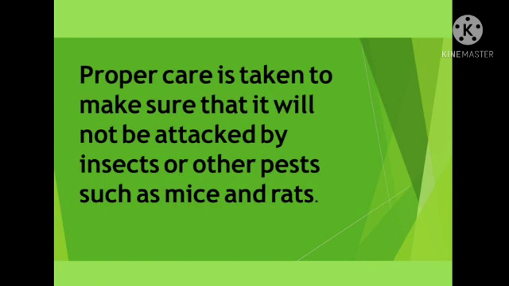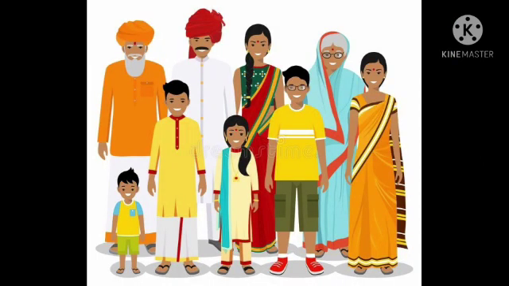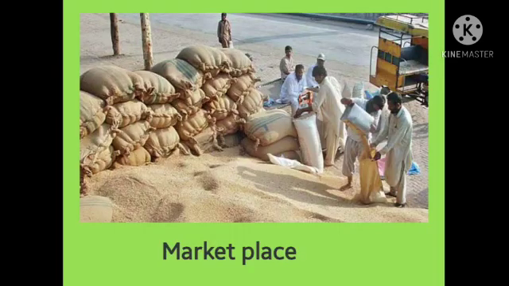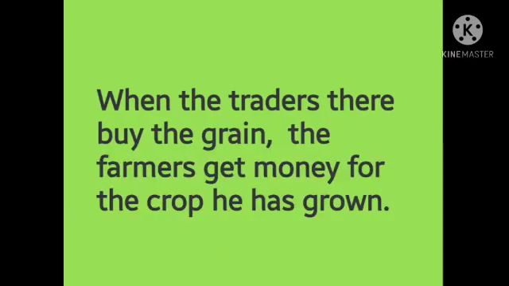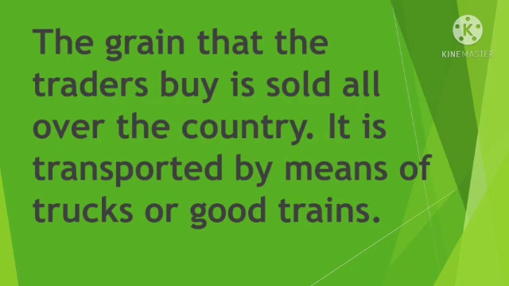Proper care is taken to make sure that it will not be attacked by insects or other pests such as mice and rats. After putting aside some grain for the family, the remaining sacks are sent to the marketplace. When the traders there buy the grain, the farmer gets money for the crop that he has grown. The grain that the traders buy is sold all over the country. It is transported by means of trucks or goods trains.